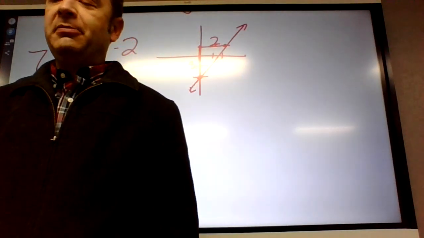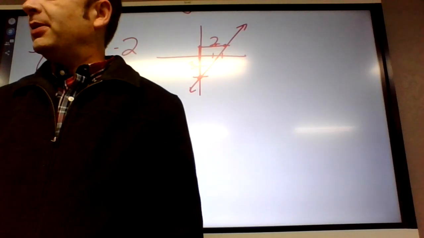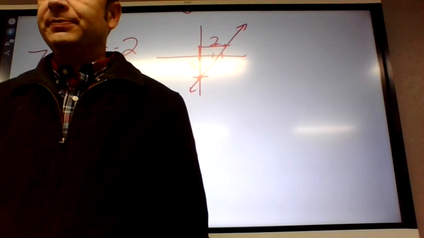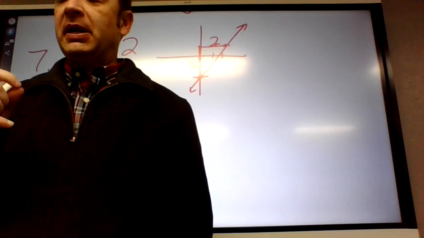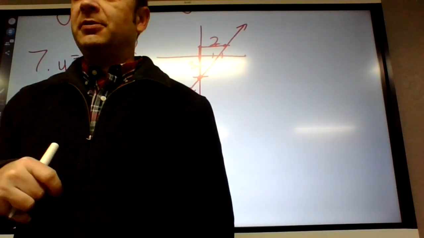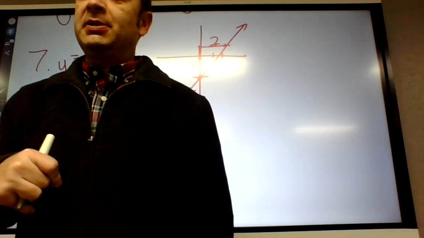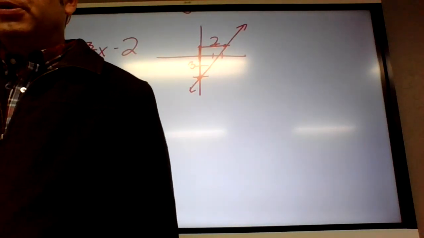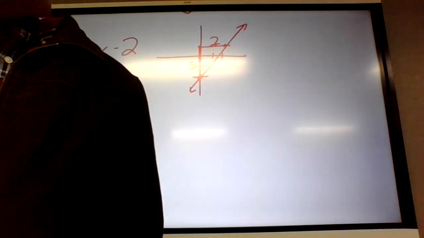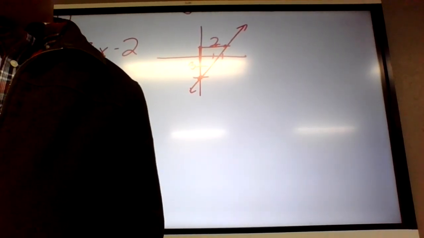Number 9. What's something that's different about number 8 from number 7? It's negative. Okay, number 8 has a negative slope. The rise is like -1 and the run is like 3, or 4. Anyways, number 8 should have a negative slope.